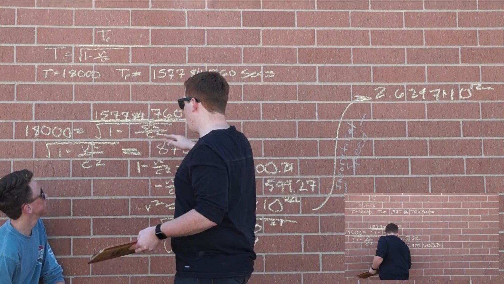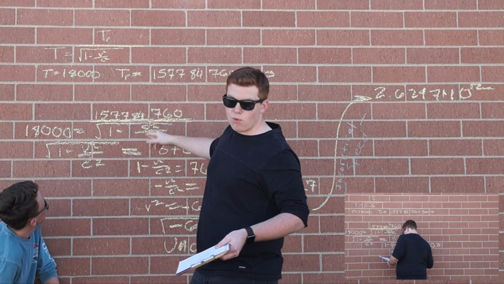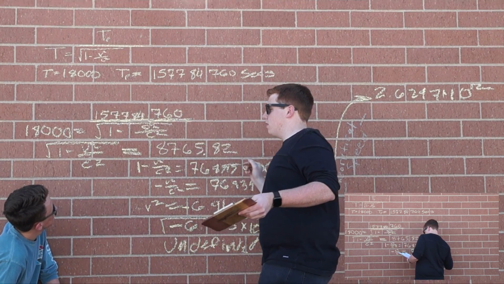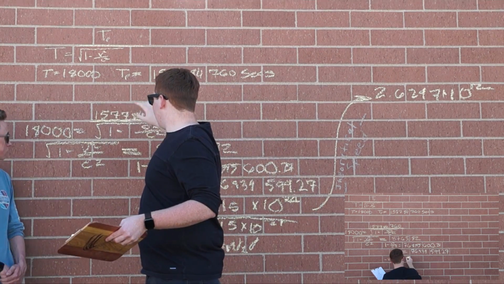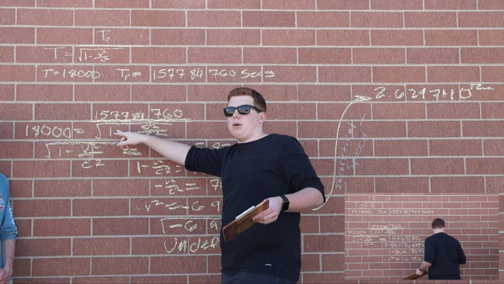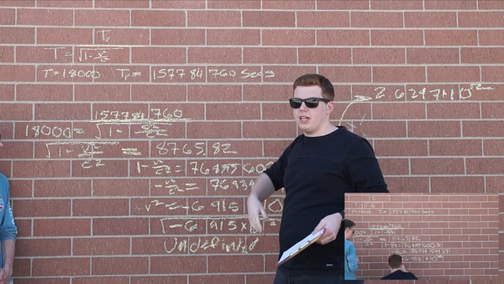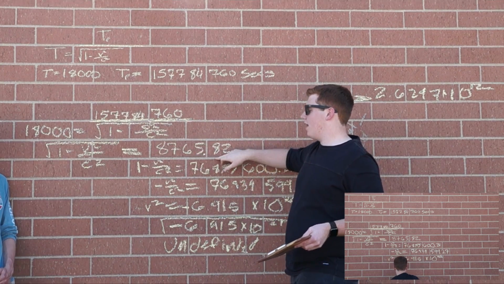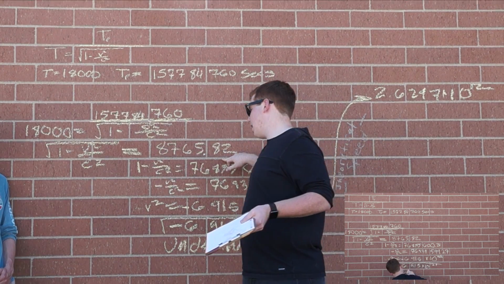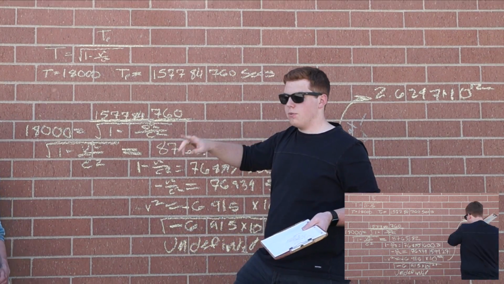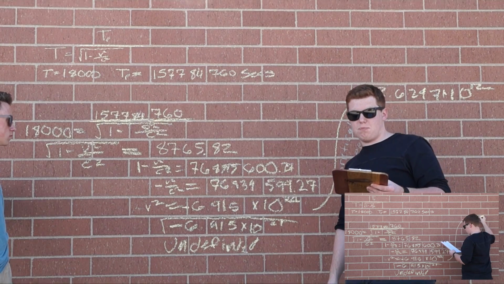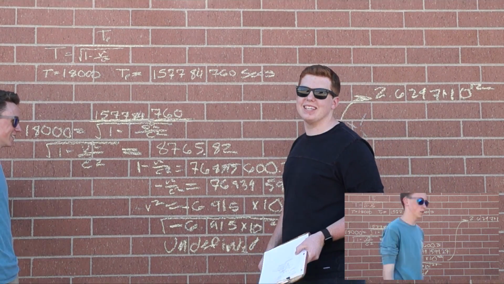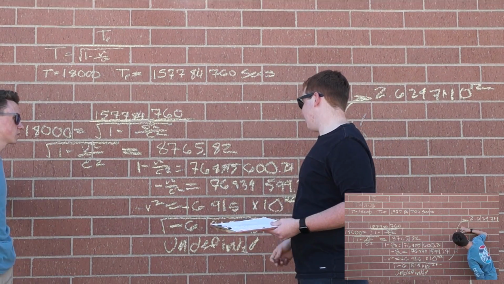So we have 157,784,760 over the square root of 1 minus v squared over c squared is equal to 18,000. We multiply 18,000 by gamma and then divide by 18,000. So we divide the time proper by the time relative and that is equal to gamma. We square both sides, and we get 76.83960 million, which is a lot.